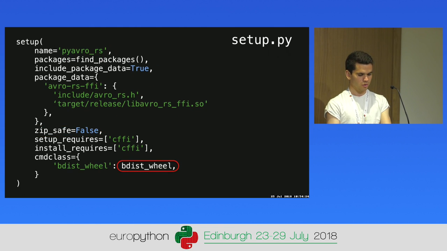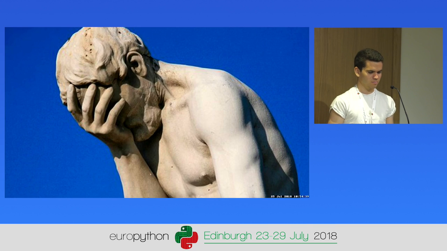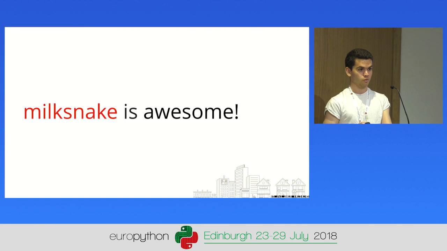And last, you need to worry about this bdist_wheel. Here is just a function, and it's overcomplicated. You need to make sure that you compile it for the right Python version, ABI version, and the correct platform. It's a pain. There are too many things to worry about. I don't want that. But muleSnake is awesome.